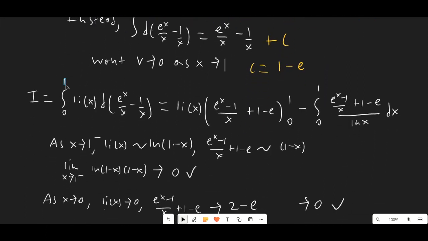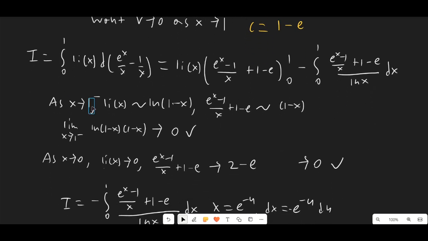So this is what that's going to look like. We have the integral from 0 to 1 of Li of x d(e to the x over x minus 1 over x) equals Li of x times (e to the x minus 1 over x plus 1 minus e) evaluated at 1 and 0, minus the integral of v du.